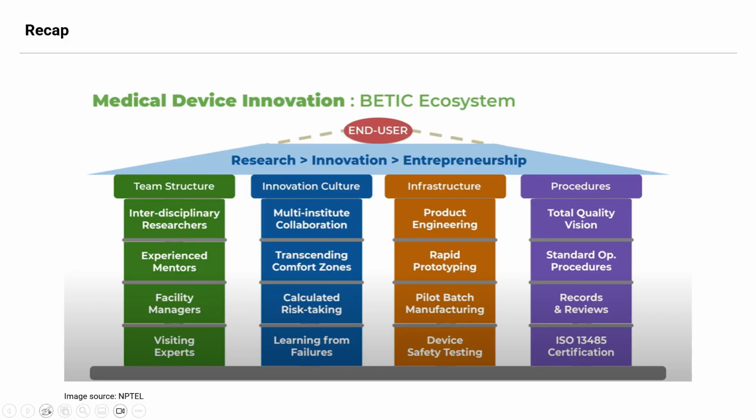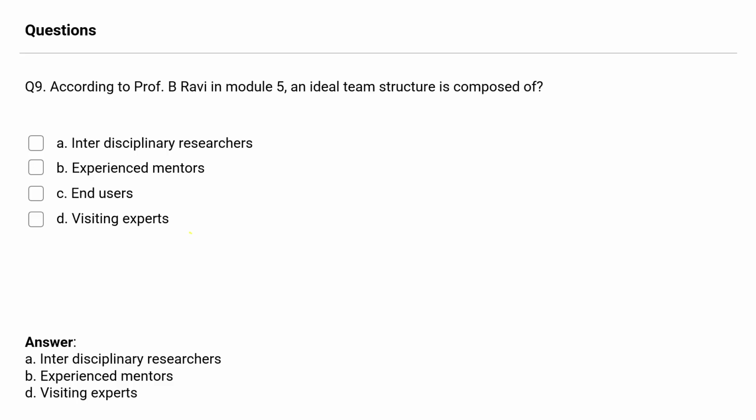So here is the team structure, and if you see, this team structure comprises interdisciplinary researchers, experienced mentors, facility managers, and visiting experts. So if you remember, this has been replaced with the end user. So the correct answer there should be facility managers. So the correct responses are A, B, and D, as you have rightly pointed out. Very well done. Very good. In fact, very well opted.